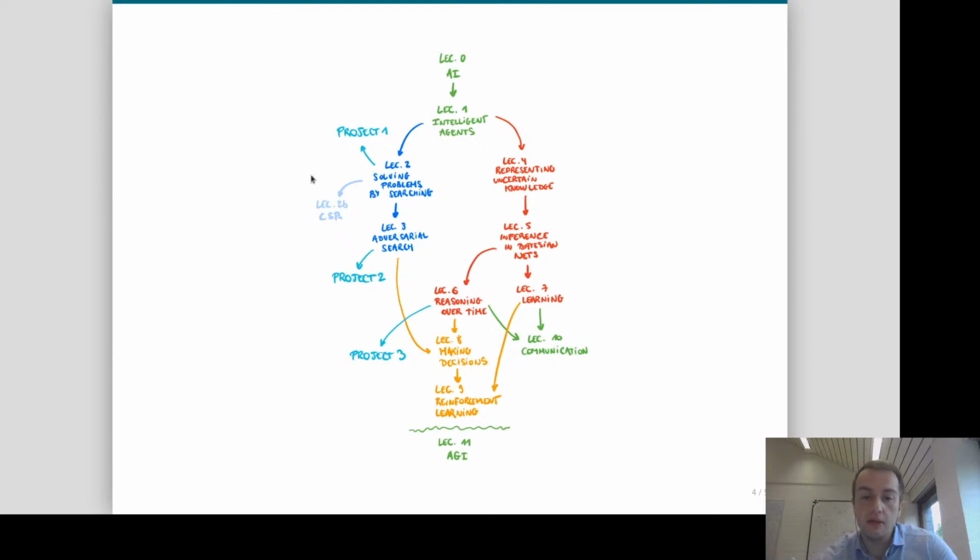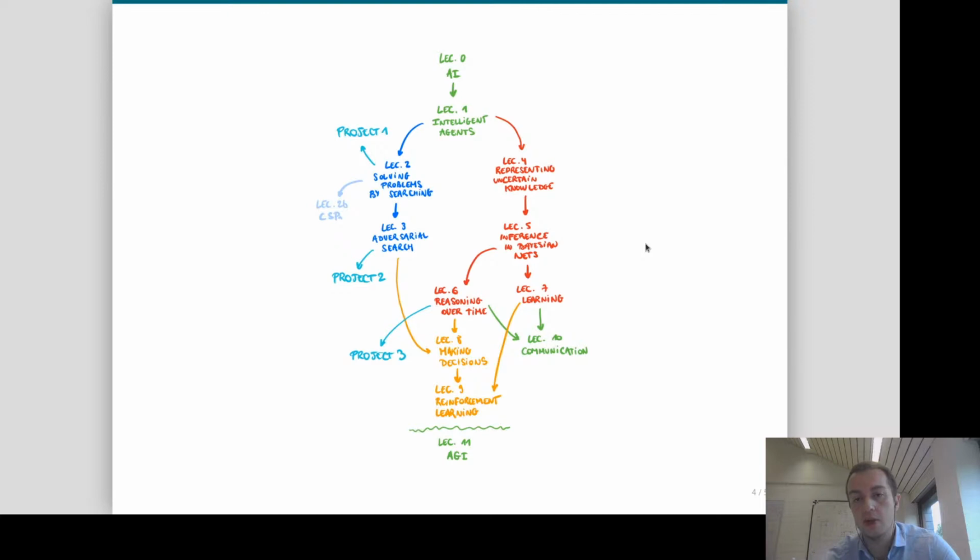And also you have the optional lecture on constraint satisfaction problems. This is the first part, and I would say the easy part of the course, or what usually students consider as easy. And then we'll take the right part of this diagram with lecture 4, 5, 6, and 7, in which we'll introduce uncertainty.